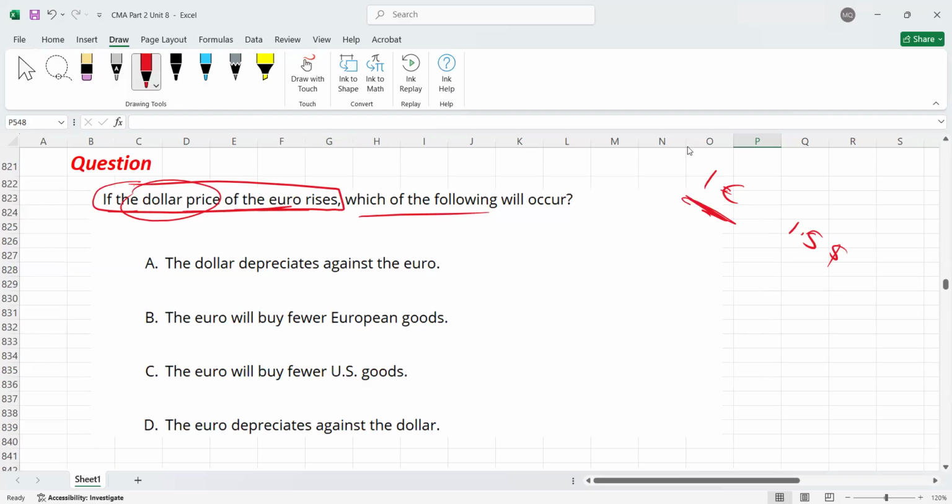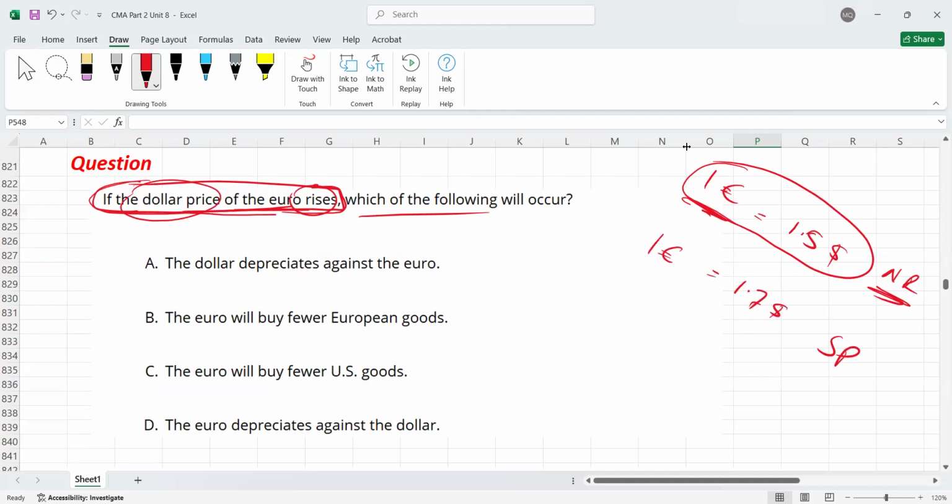So the question is, if the dollar price of the euro rises, so you have to increase the price. This is, let's assume, the normal rate. This was the normal rate, but now what is the spot rate? This was the past rate. Now the spot rate: 1 euro became equal to $1.7. Now see, the dollar price has increased, right? From 1.5 to 1.7.